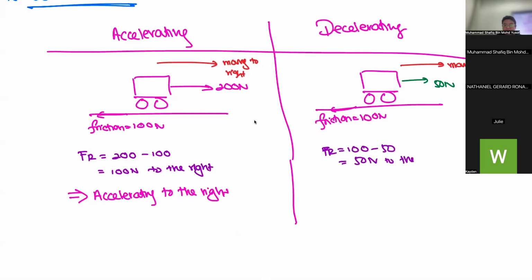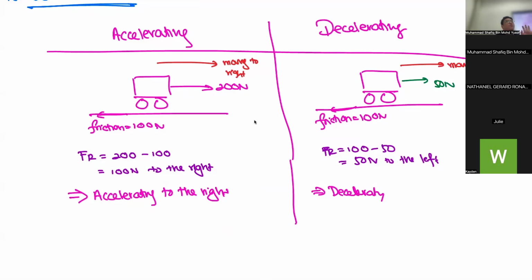Now, let me ask Chandran, is this car now accelerating towards the right or decelerating? This time around it is decelerating, because the resultant force is towards the left, but the car is moving towards the right. So that's why the car is slowing down, or decelerating.